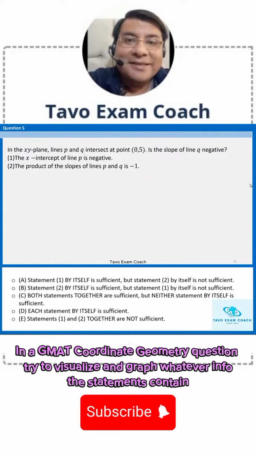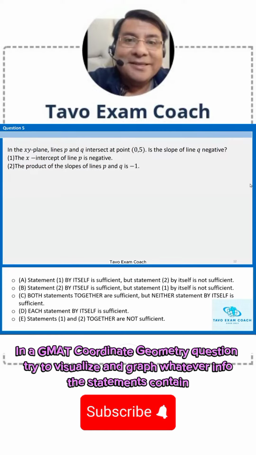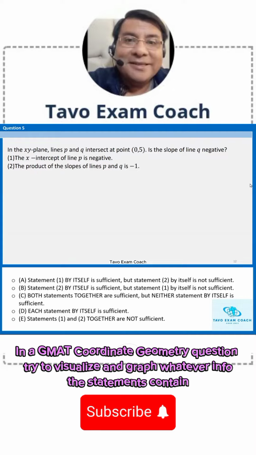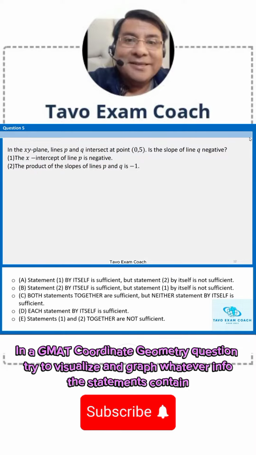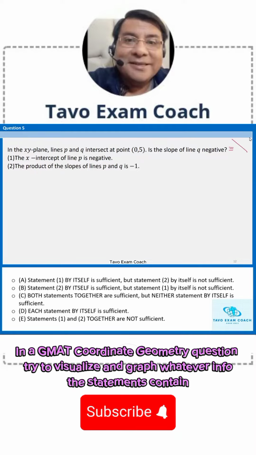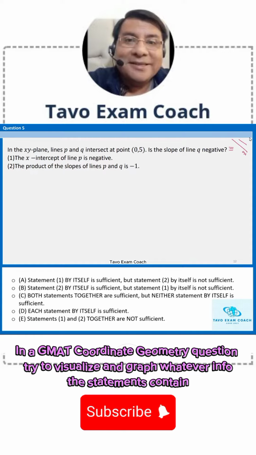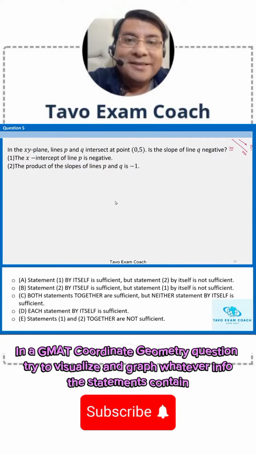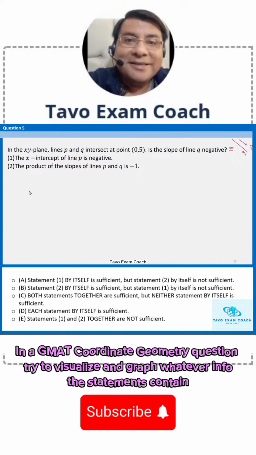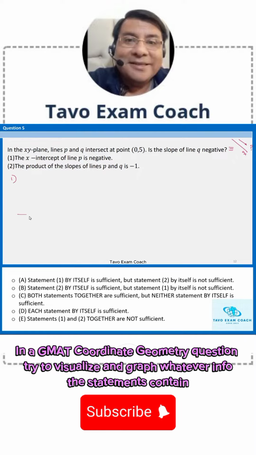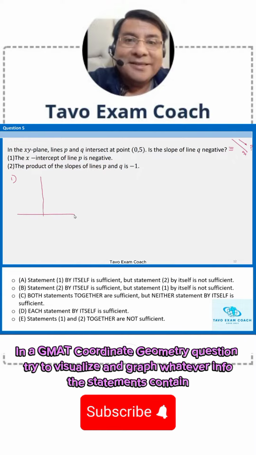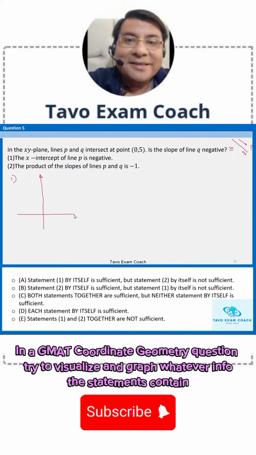In the xy plane, lines P and Q intersect at point (0,5). Is the slope of line Q negative? So we want to determine whether the slope of this line Q is actually descending from left to right. What we know is that two lines intersect at some point on the vertical axis, the point (0,5).